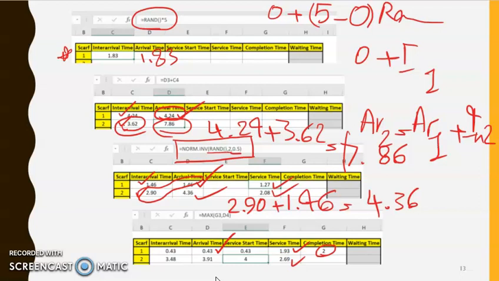The service start time for customer 1 is the arrival time, because the waiting time for the first customer is always 0. The waiting time for the first customer is 0, but for the other ones, we need to calculate it. But for the first one, as we discussed, it is 0. So here, the service start time for the first customer, since no other customer is in the bank, is equal to the arrival time.